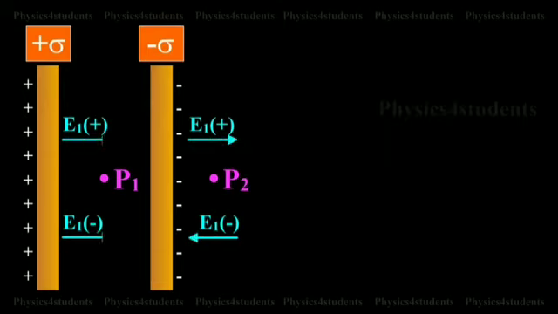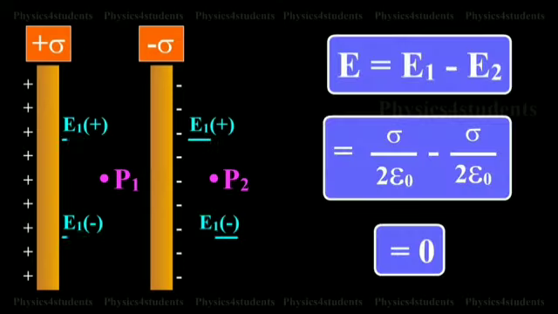The next, the opposite side, that is the negative side. Negative side, same field, plus sigma, minus sigma. So here E is equal to E1 minus E2, which is sigma by 2 epsilon naught minus sigma by 2 epsilon naught, equal to 0. So on the negative side, it is 0. That's all.